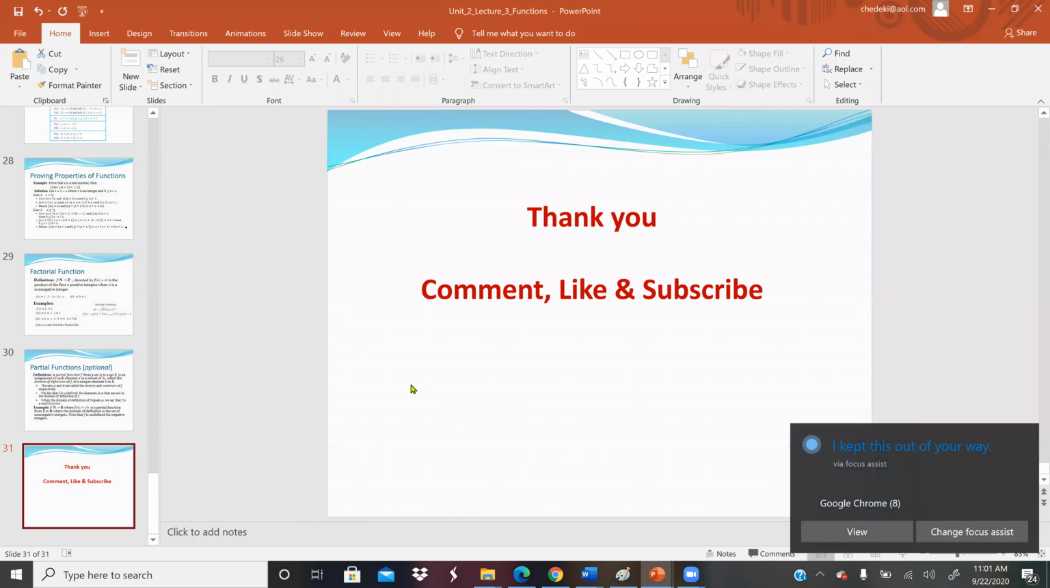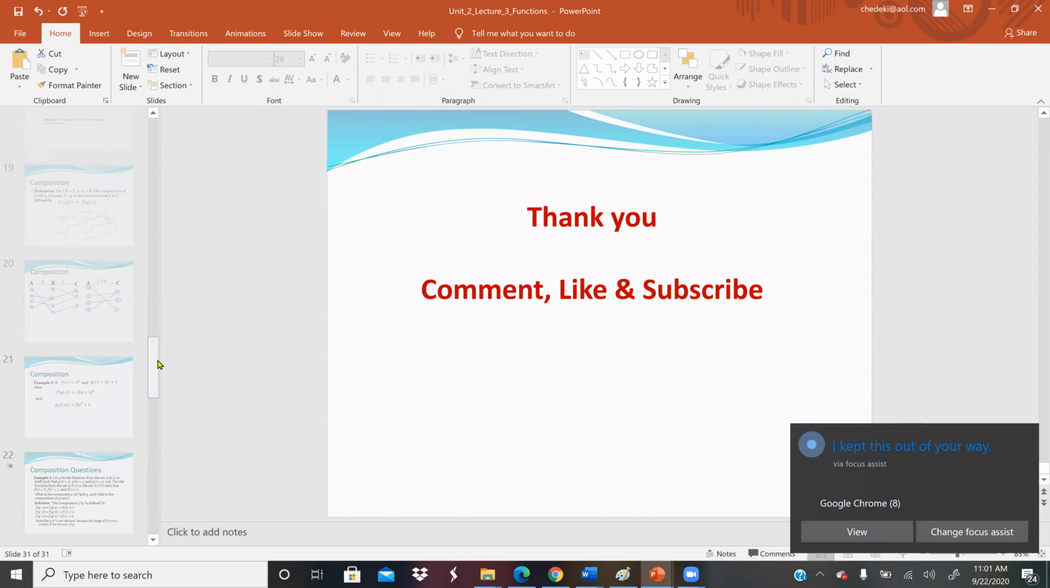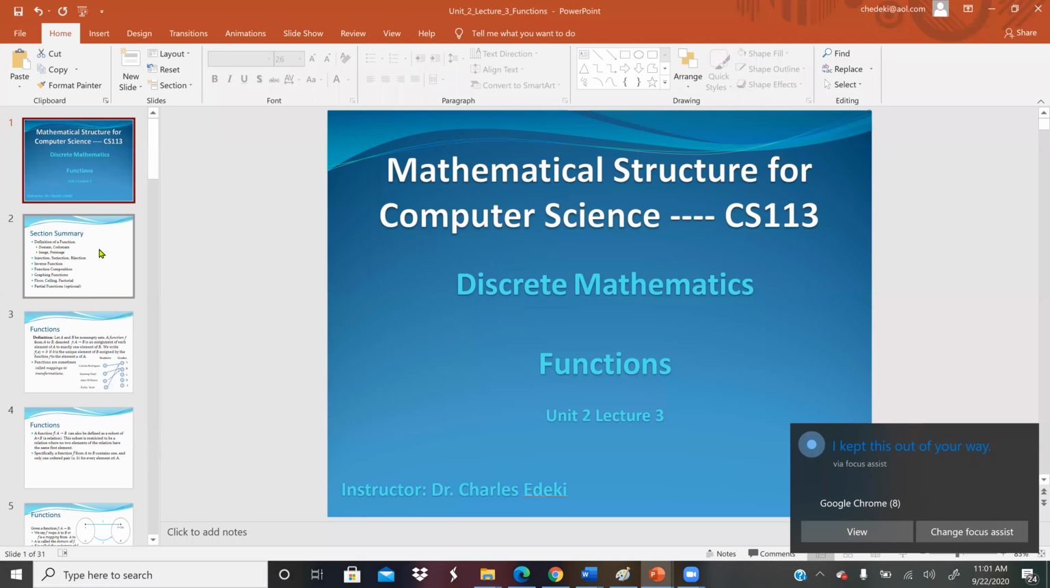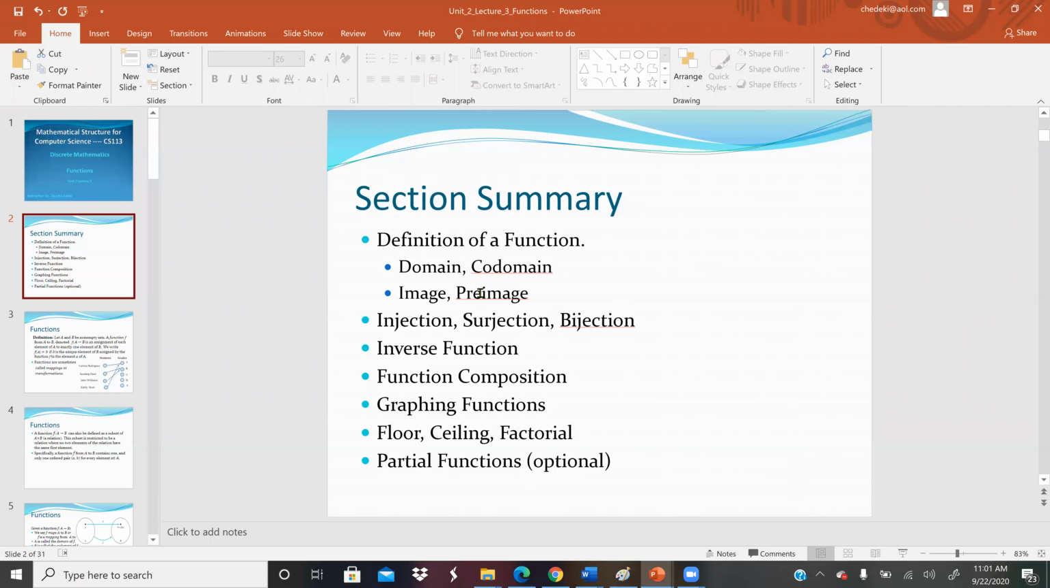So this will be the conclusion of session 2.3. Here we are talking about functions, and our main goal is to go through the definition of a function, what is injection, surjection, and bijection. We also went through the inverse function. For the inverse function, all we need to do is change the input variable to output, output to input, then solve for the function.